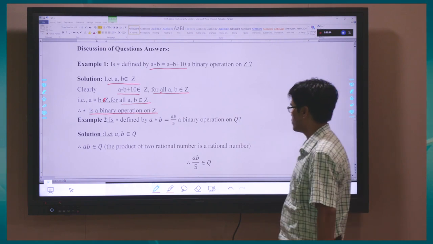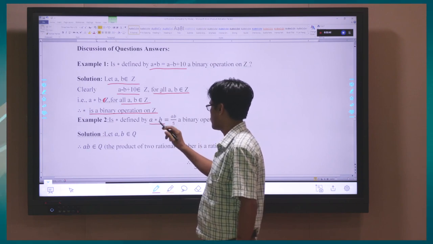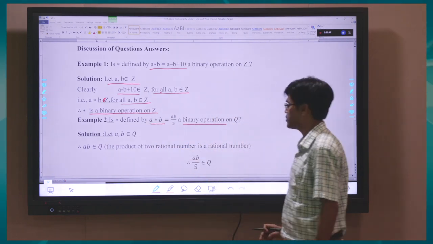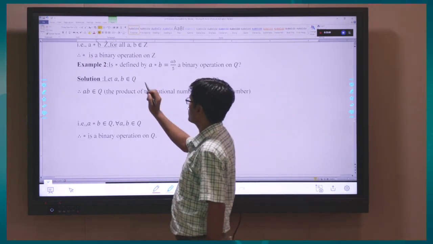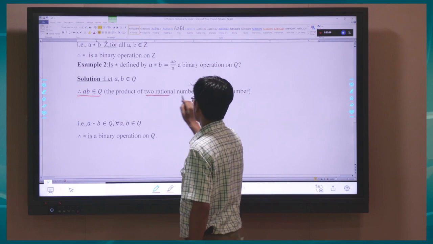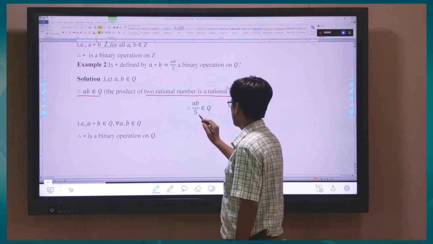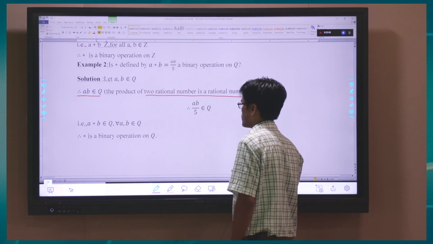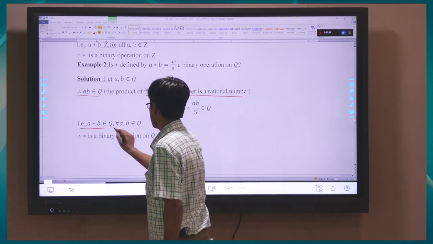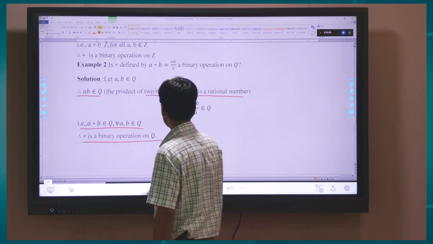Another example: here the operation star is defined by A star B is equal to AB by 5. Now we find whether star is a binary operation or not on Q, where Q is the set of rational numbers. Since A, B belongs to Q, obviously their multiplication also belongs to Q. The product of any two rational numbers is also a rational number. And AB by 5 also belongs to Q, the set of rational numbers. Here A star B is equal to AB by 5. Therefore obviously A star B belongs to Q for any elements A, B belongs to Q. So star is a binary operation on Q.